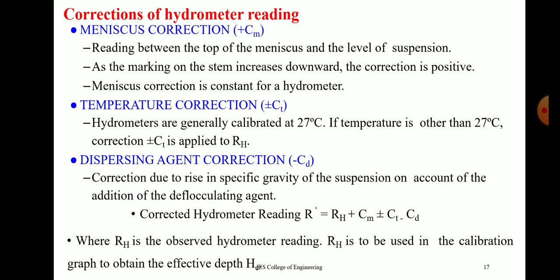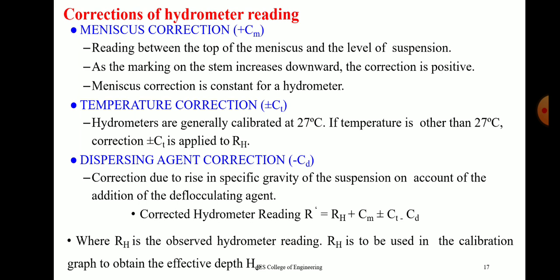Here are the corrections of hydrometer readings. There are 3 corrections: meniscus correction, temperature correction and dispersing agent correction. First we go through meniscus correction. It is denoted by Cm, and the meniscus correction is equal to the reading between the top of the meniscus and the level of suspension. As the marking on the stem increases downwards, the correction is positive. Meniscus correction is constant for a hydrometer.